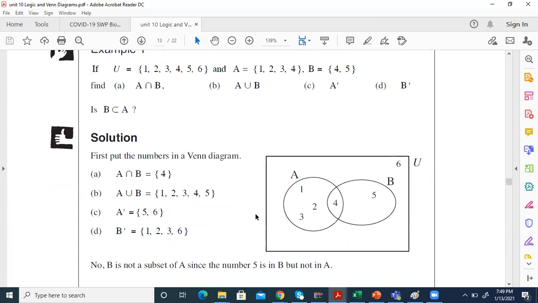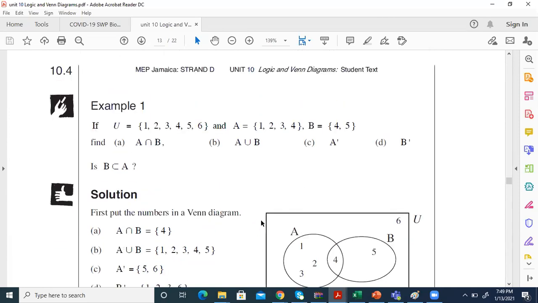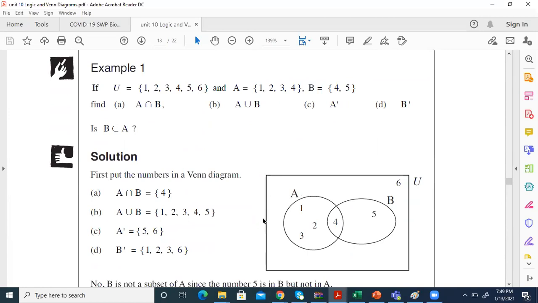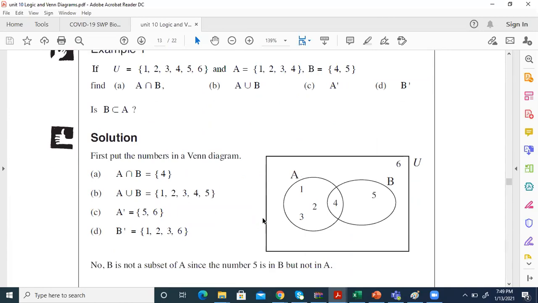All right. So come to this part now where we have an example, and it's a worked example, so that's great. So you have the universal set 1 to 6. We have A, 1 to 3, B, 4 and 5. I just say 1 to 3. A is 1 to 4, sorry, and B is 4 and 5.